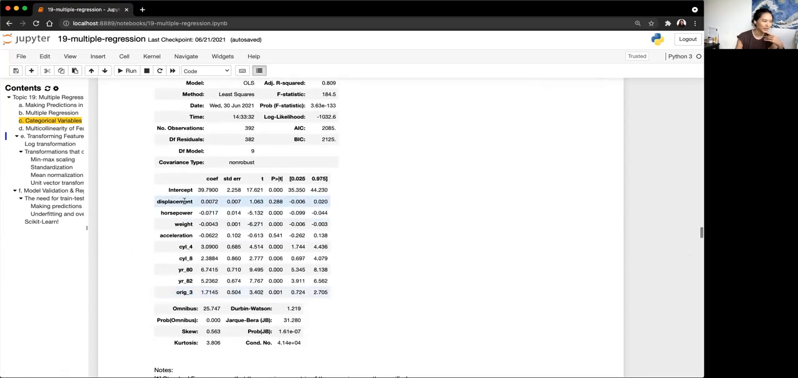But let's say we scaled displacement and horsepower and weight such that they're all min-max scaled between 0 and 1. With it scaled between 0 and 1, we know that they're now on the same scale as all of these dummy variables. And so that will allow us to directly compare the impact of each feature in a more apples to apples manner, because now we're measuring everything on a similar 0 to 1 scale.